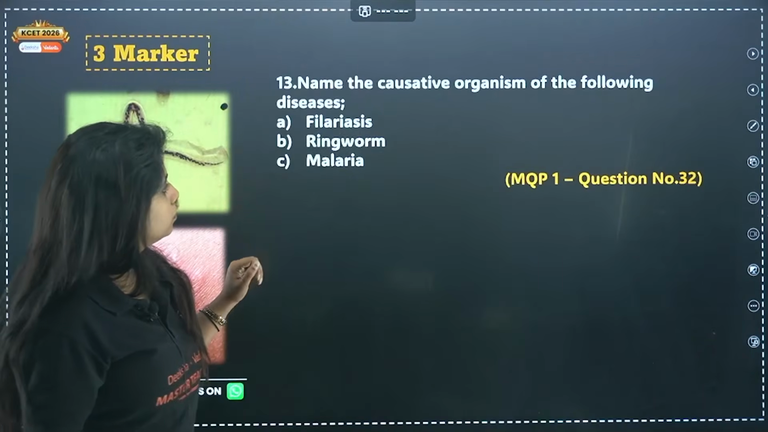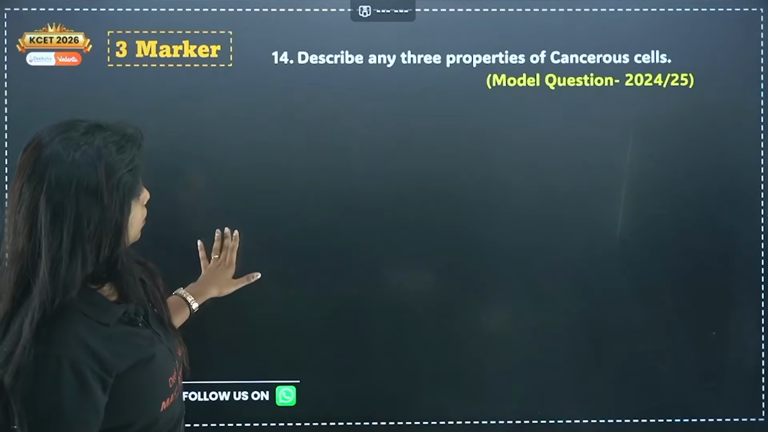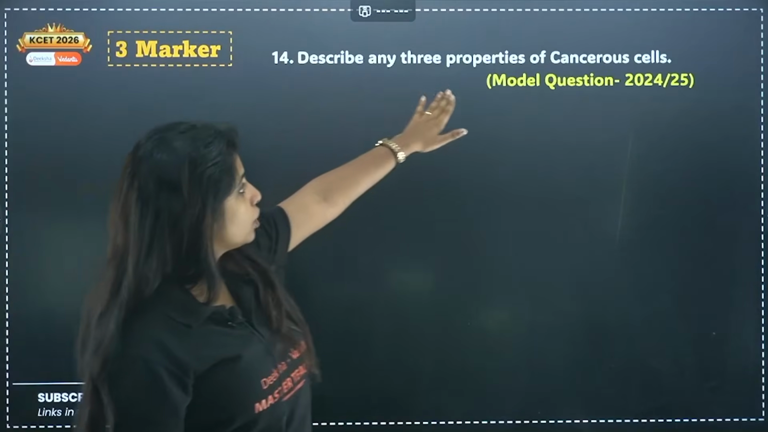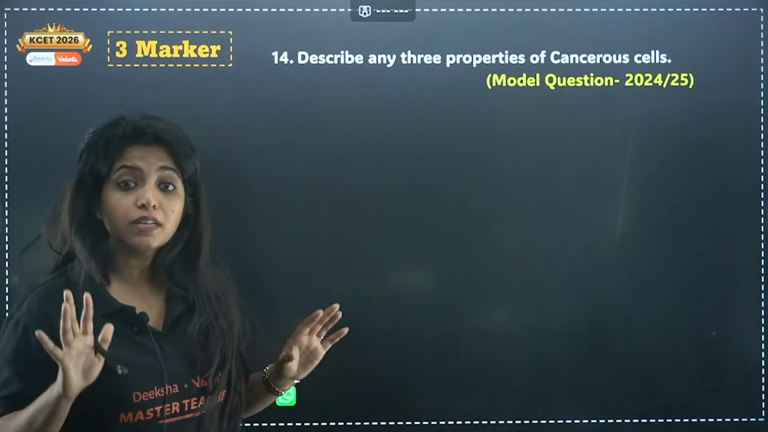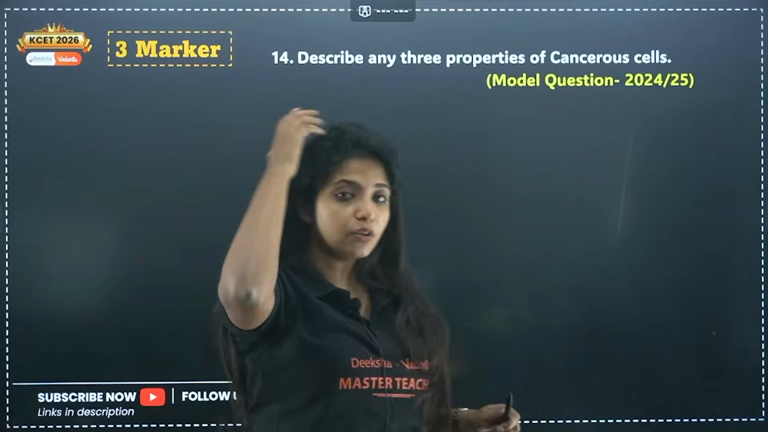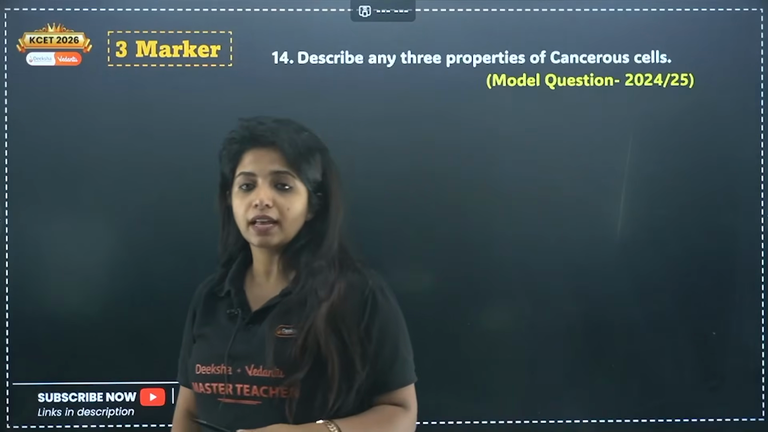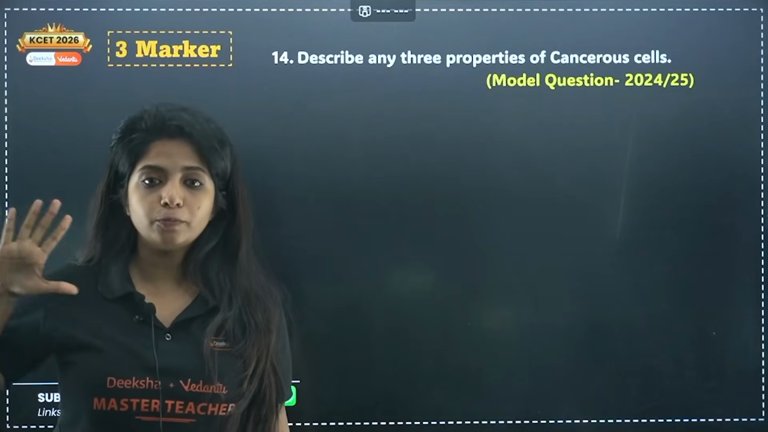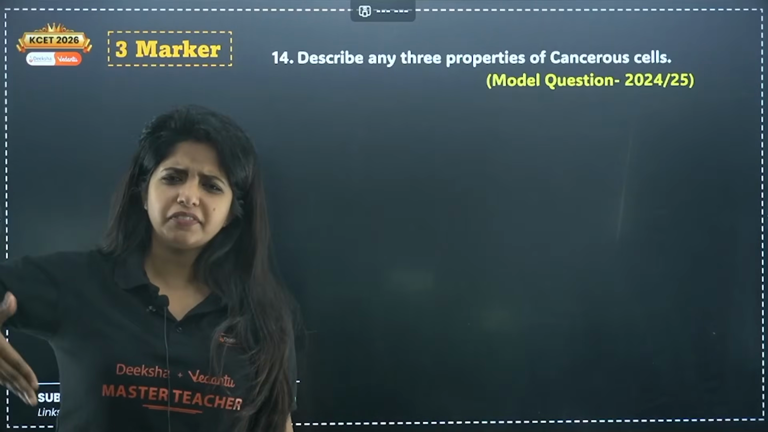Okay, now, again, we discussed that, right? We have discussed this question, we don't need to go ahead. Describe any 3 properties of cancerous cells. Now, cancer is an important disease out there in your NCERT. So, what are the 3 properties of cancerous cells? First thing, what does a cancer cell do? They have uncontrolled growth, my dear children. They will keep on dividing.